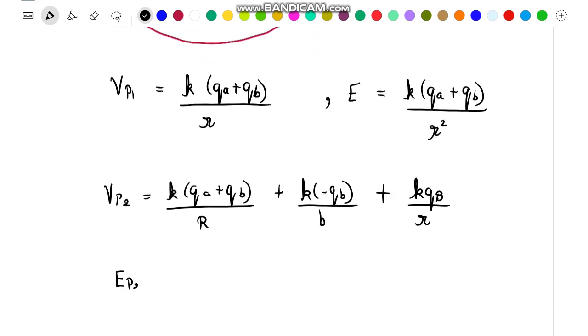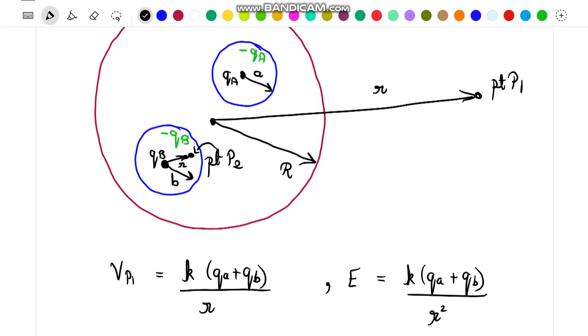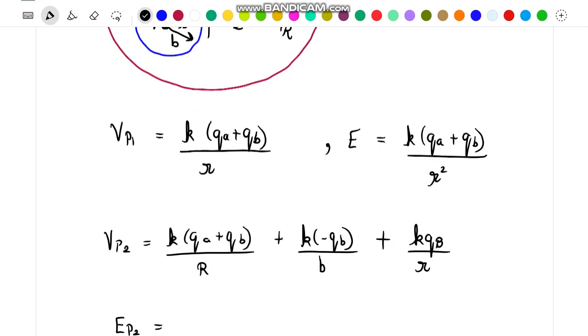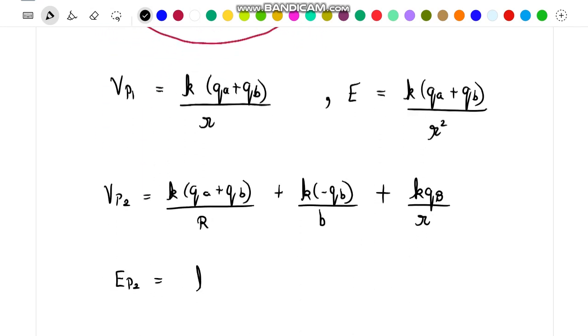Field at point P2 will be due to the presence of this charge QB only, since we know that if a charge is present on the surface of a spherical geometry, the field due to that particular charge inside the spherical geometry is zero with the help of shell theorems. So we can write that field at P2 will be due to the presence of charge QB only, that will be K QB by r square.